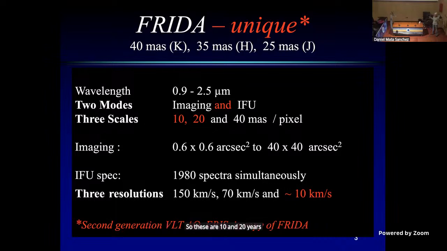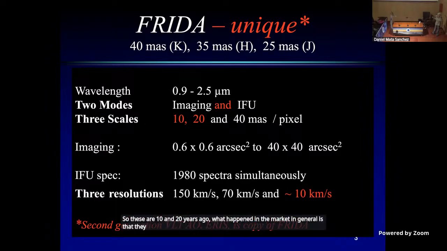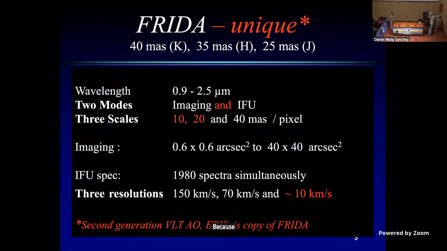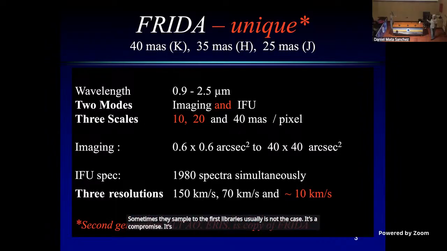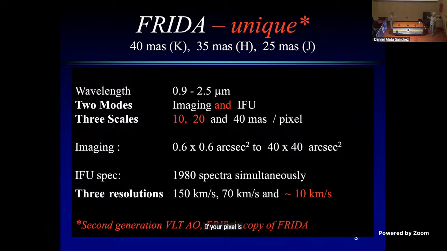What happened in the market in general is that they have a fixed pixel scale. Sometimes they sample it, but they need to sample the whole infrared range. Usually it's not the case, it's a compromise. It's very important to sample the diffraction limit, because if your pixel is much larger than the diffraction limit, you lose your resolution. For example, what is happening now with JWST, the infrared is not properly sampling the near infrared. So the resolution it can reach cannot be properly exploited. This is important.